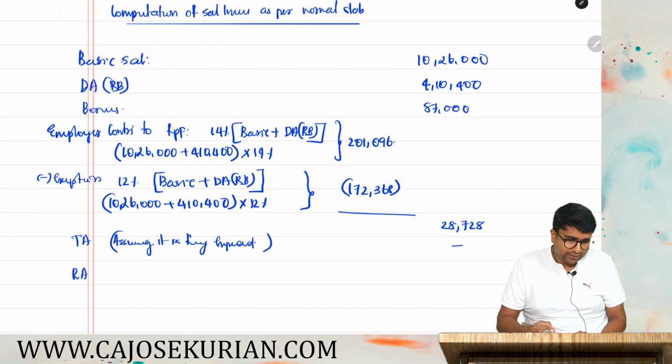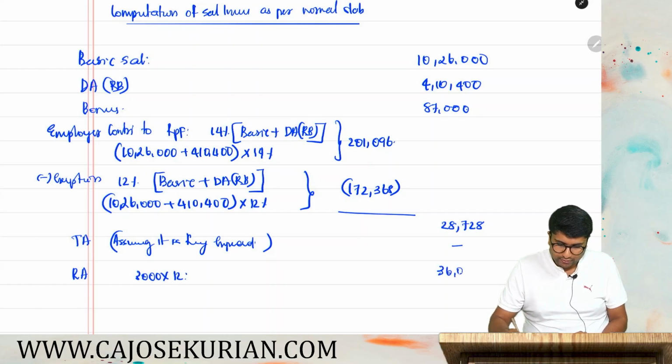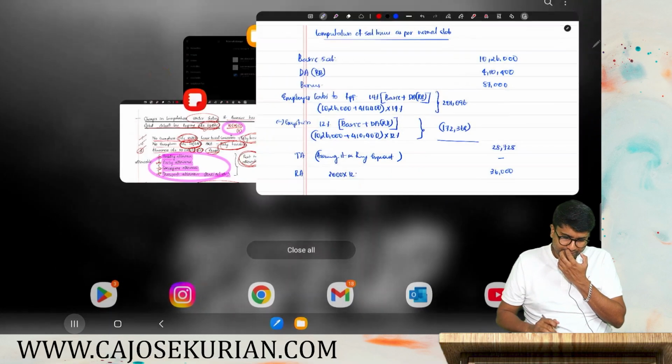So RA, research allowance. And how much is the research allowance, friends? 3,000 per month into 12, that will be 36,000. Shall be fully taxable allowance.